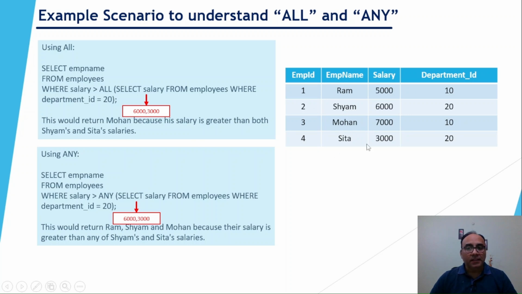Then we have Sita, 3,000. Sita's salary is not greater than 6,000 or 3,000, so this will not come. So we'll get Ram, Shyam and Mohan because their salary is greater than any of Shyam's and Sita's salaries. I hope you are now able to understand the difference between the ALL and ANY operators.